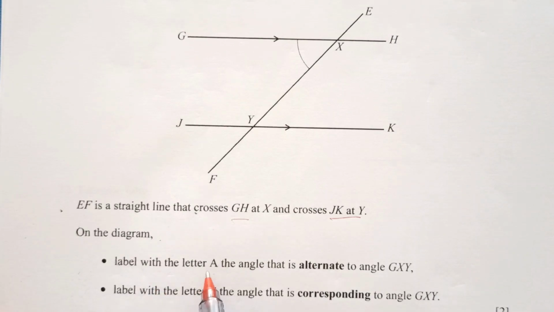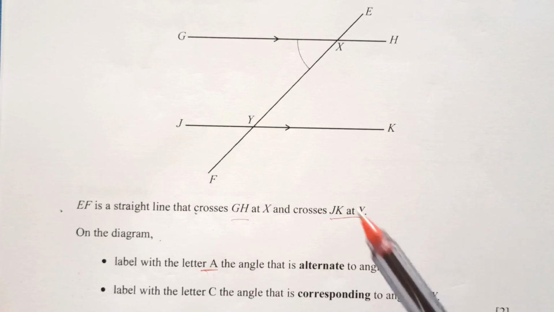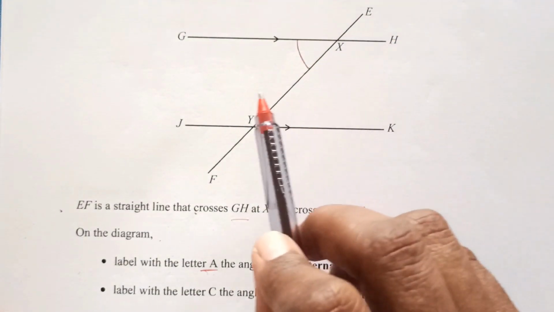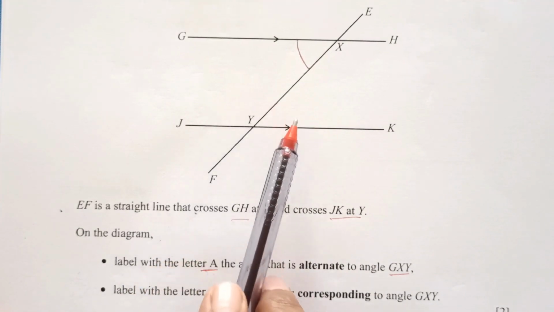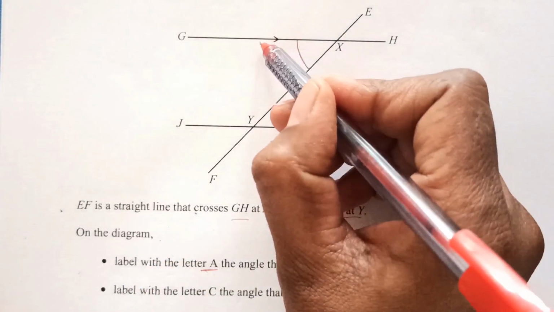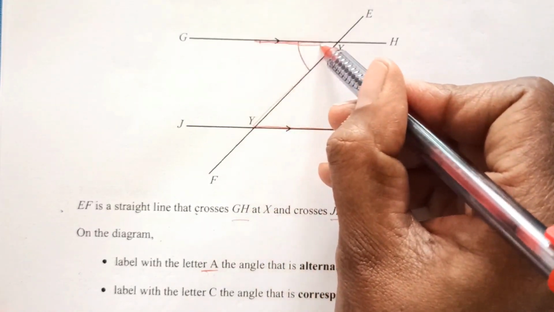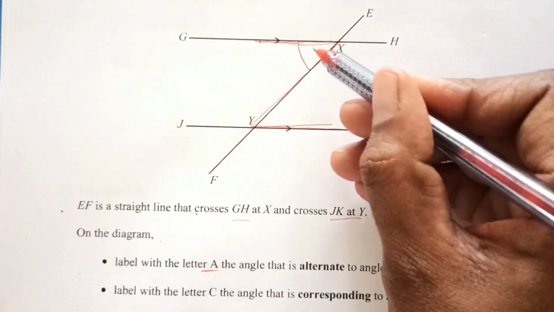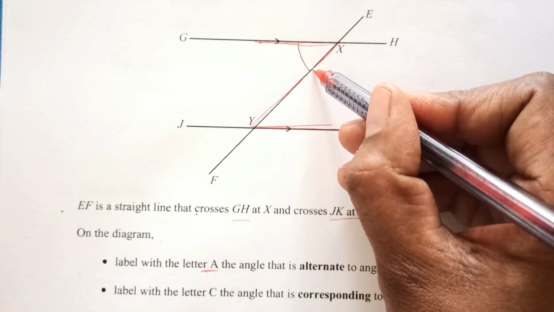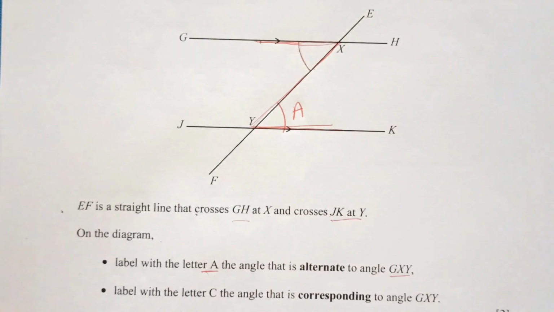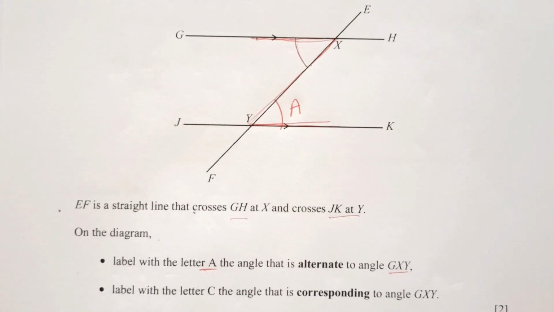label with the letter A the angle that is alternate to angle GXY. GXY is this angle and alternate angles are the angles that are on the other side of the line, that make the Z shape. So you are looking for the Z shape. The Z shape is here like this. So if this is the angle, then this will be the alternate angle, and we need to put A to label this angle.